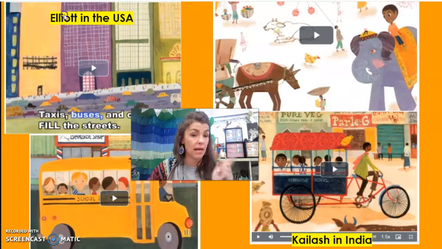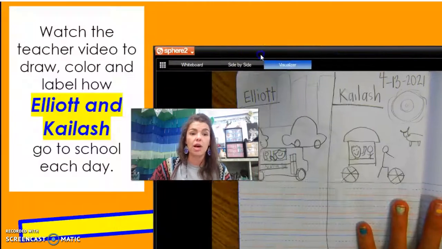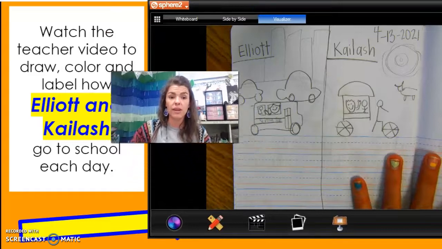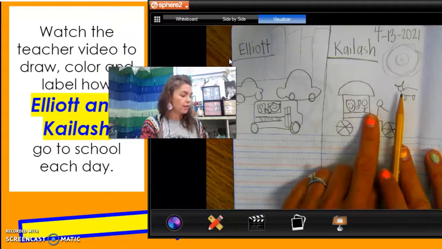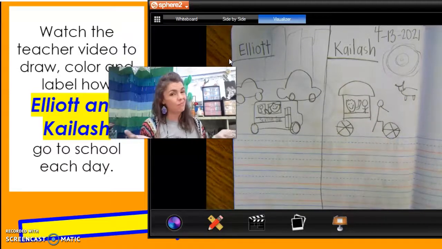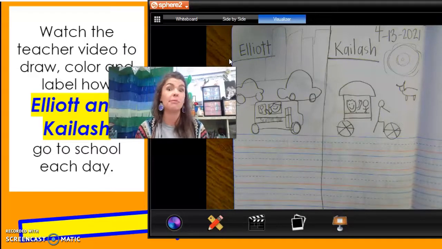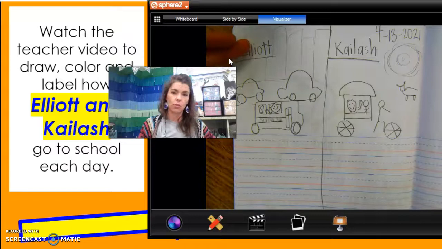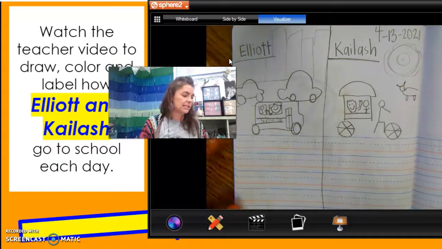You'll need to remember Elliot is in the United States. Kailash is in India. And you also need to write for me about the two boys. I'll help you get started, and then you can go finish on your own. Here we have Elliot, and here we have Kailash. They're both going to school, same, but they're getting there a little different. You'll write for me a sentence about each boy and how they go to school. Elliot. Where is Elliot? And how does he get to school? Let's write this sentence together.